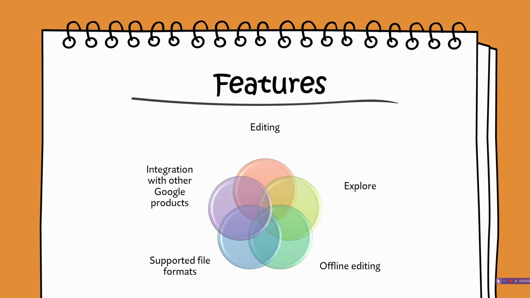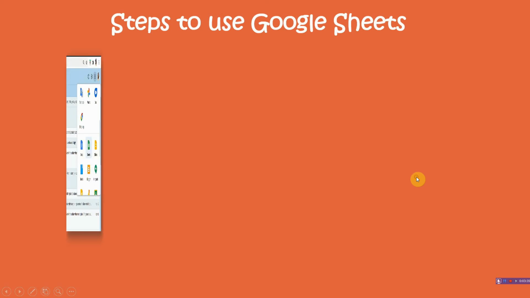So these were the features of the Google Spreadsheet or Google Sheet, that is editing, explore, offline editing, supported file formats and integration with other Google products. Next comes the steps to use the Google Sheet.